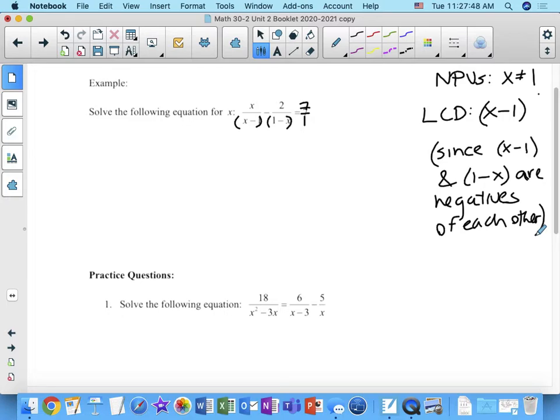Now, the other thing that I should say is this. If you, instead of writing the LCD as x minus 1, you wrote it as x minus 1 times 1 minus x, okay, let's say you did that.